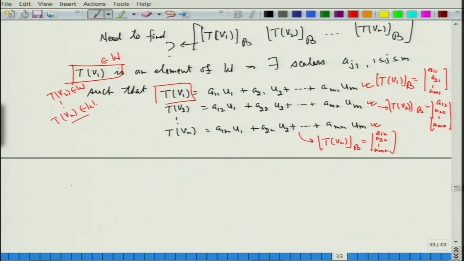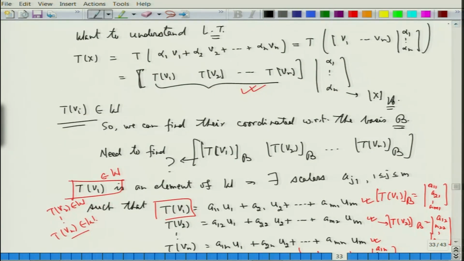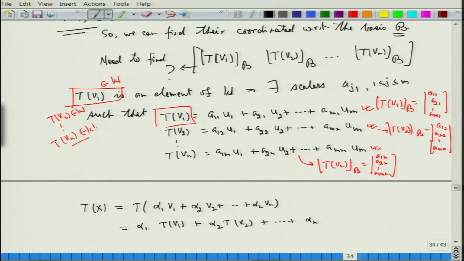So when I am writing T of x, T of x was equal to T of alpha 1 V1 plus alpha 2 V2 plus alpha n Vn. By linearity of T, I have here alpha 1 T of V1 plus alpha 2 T of V2 plus alpha n T of Vn. All right, this is what we had, T of V1, T of V2, T of Vn.